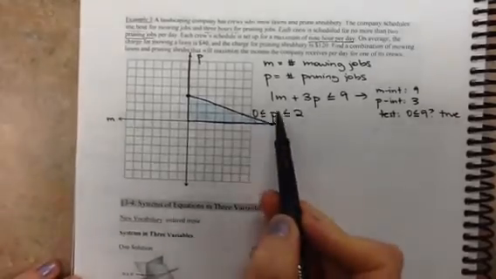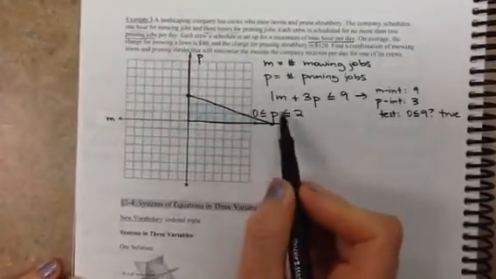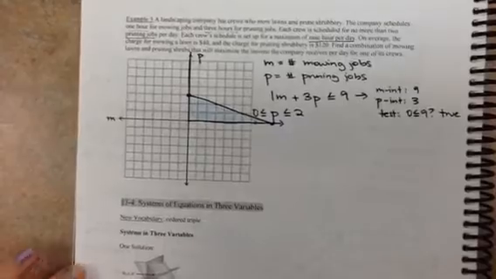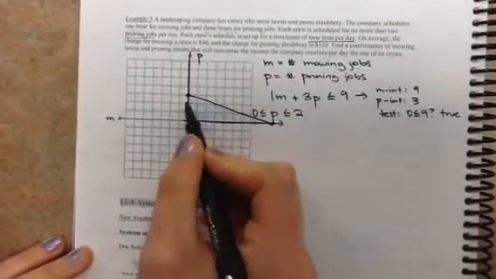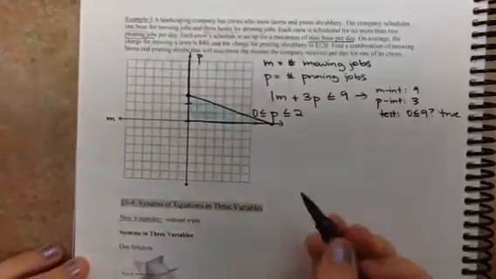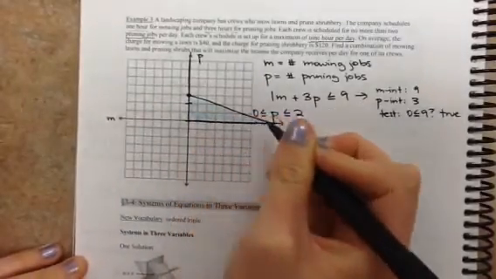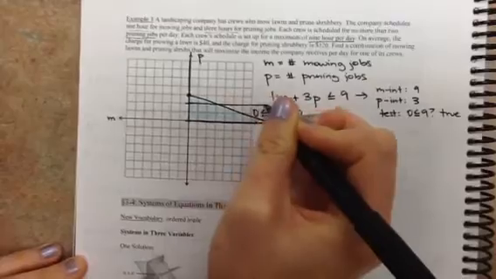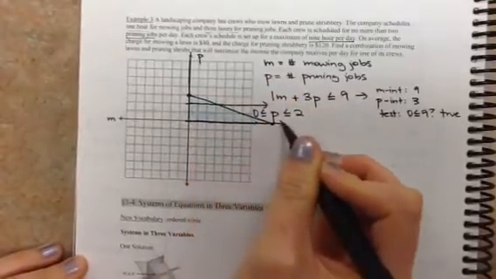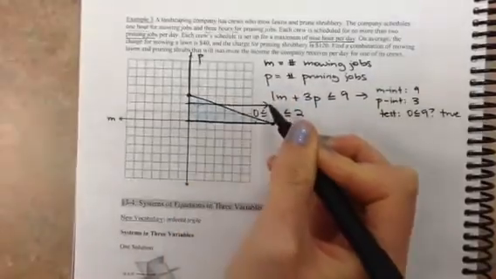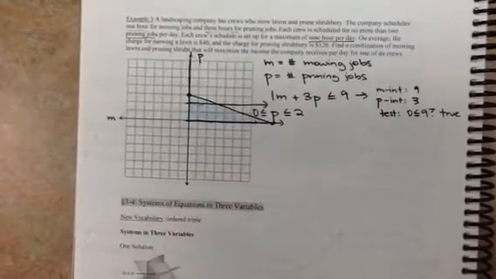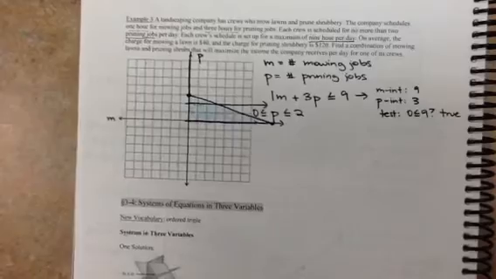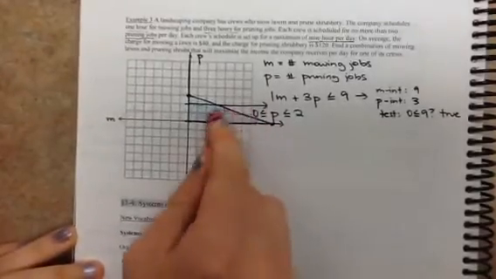So next I've got this right here. So pruning jobs are going to be between 0 and 2. So here's my p-axis, here's 0 on the p-axis, and here's 2 on the p-axis. So it has to be somewhere in between those two values. Okay, so here's 0 pruning jobs, here's 2 pruning jobs. Okay, so what it's basically going to do is going to cut off that top part there. So in between 0 and 2, if I shade that, it would look like this.